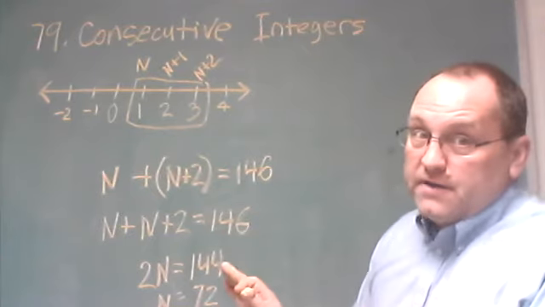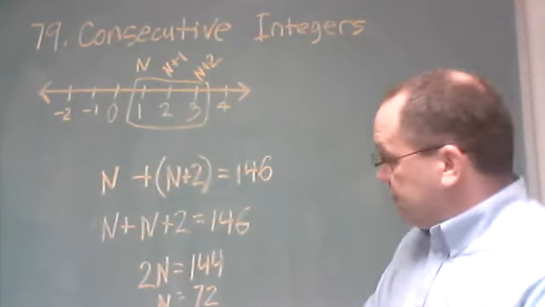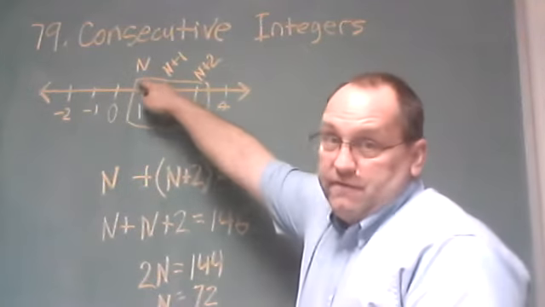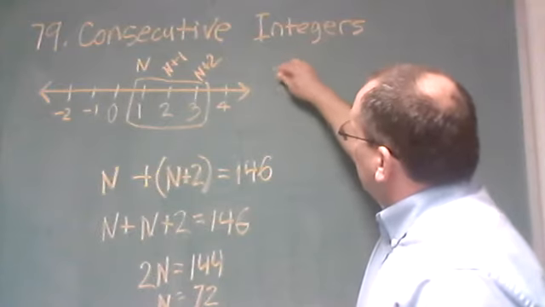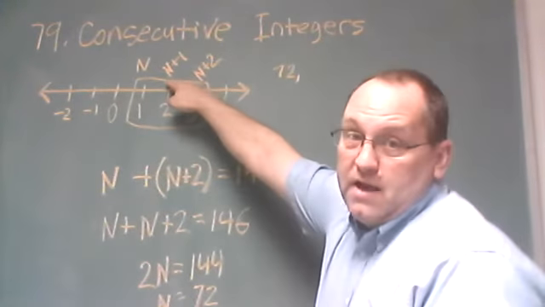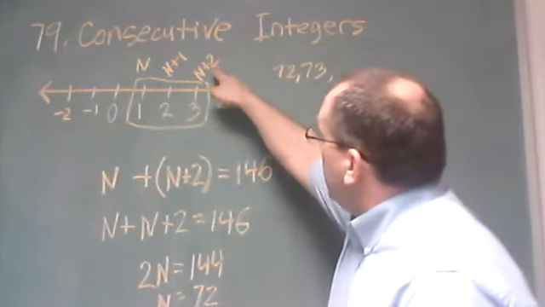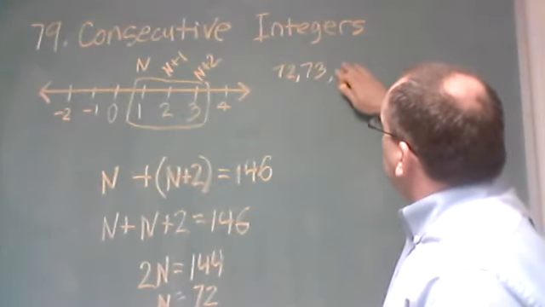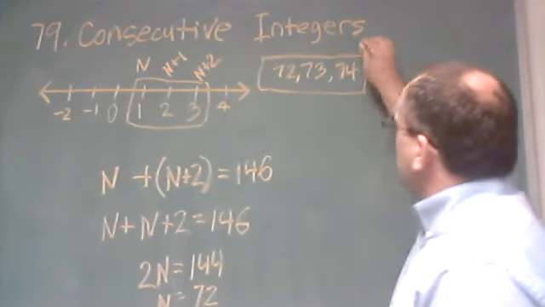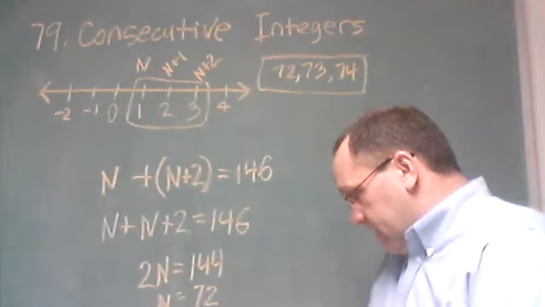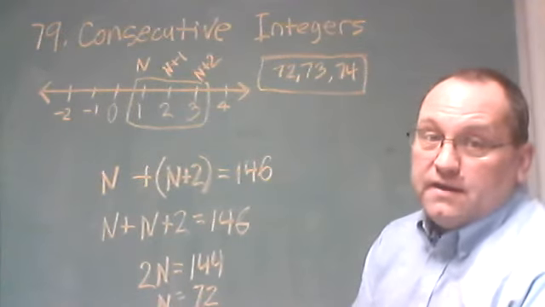Now that is not our answer. They're asking what are the three integers, the three consecutive integers. N is just the first one. So the answer will be 72 is the first one, n plus 1 is 73 is the second one, n plus 2, 74 is the third one. That is the answer for that. Those are the three consecutive integers.